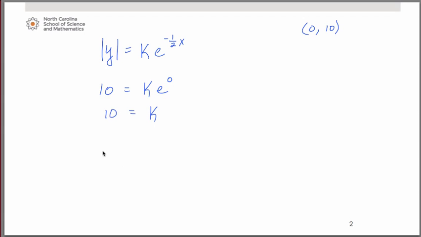What that means then in the end is y is equal to 10 times e raised to the negative 1/2 x. The reason I can eliminate the absolute value bars is no matter what x I were to have, I would always end up with a positive y value. e to the negative 1/2 x is always going to be positive, multiplied then by a positive 10 would yield a positive y value. This then becomes the particular solution to my differential equation.